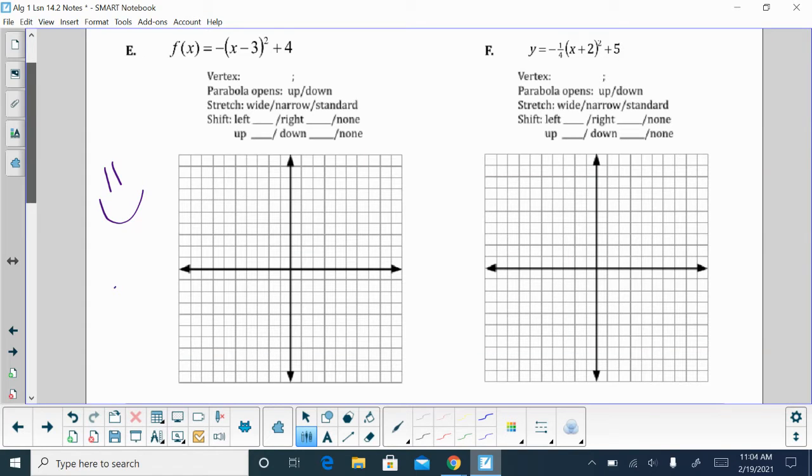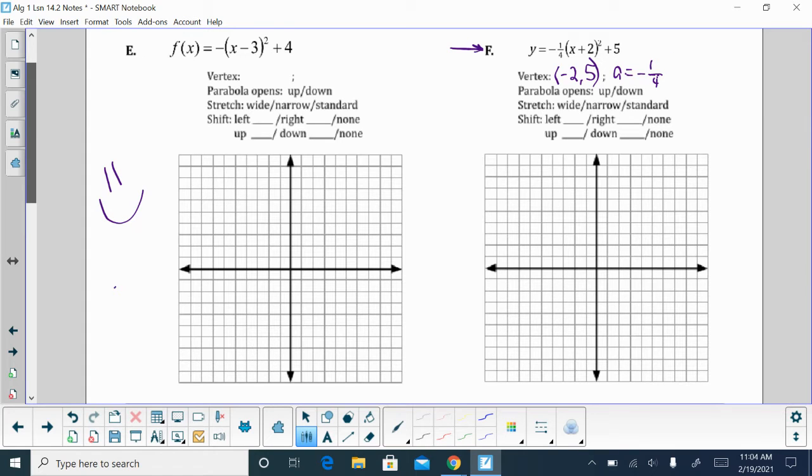Hello, hello, hello again. Graphing quadratics in vertex form, and that's what we have going on here on example F. Looking at the information given here, I can quickly pull out that the vertex is (-3, 5), and the A value is -1/4.